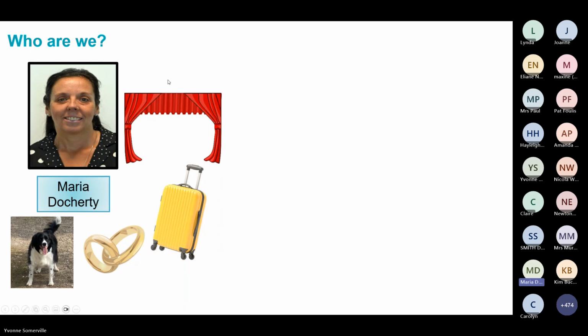And you'll also see there a suitcase, because I do love to travel. I'm just back, as I said, from a beach holiday, which was amazing. And if I'm at home and I'm looking for something nice to do, it's the theatre for me. There's nothing better, in my opinion, than a night at the theatre. So that's a wee bit about me. And I'll pass over just now to Yvonne to share a wee bit about herself.